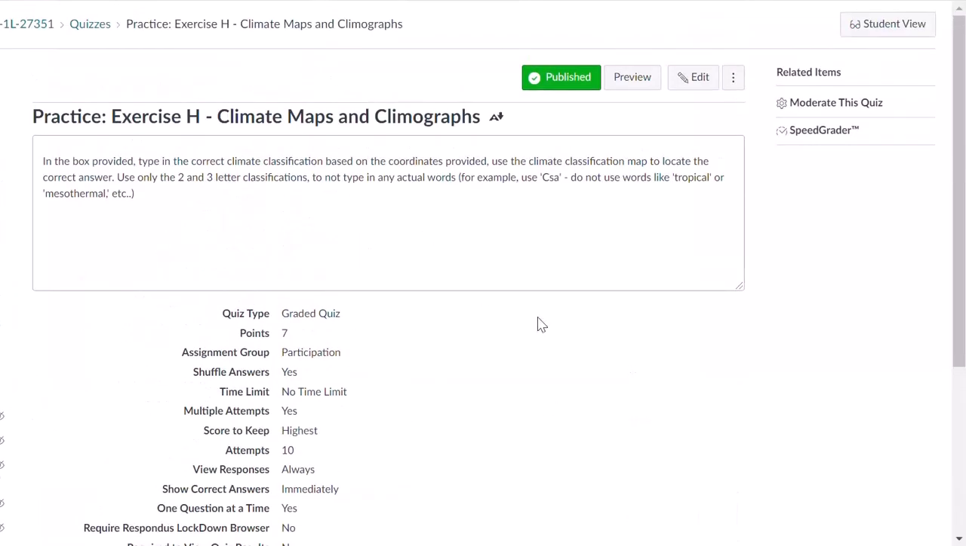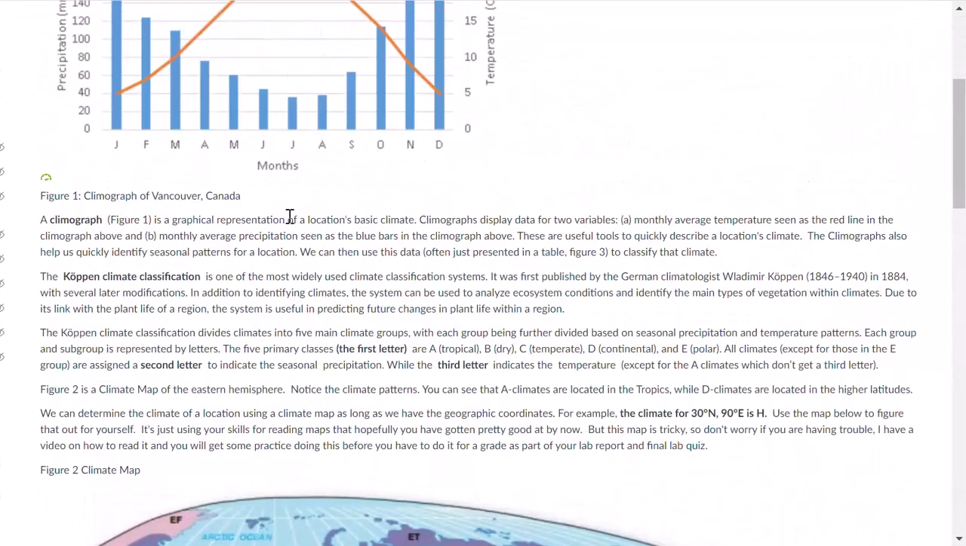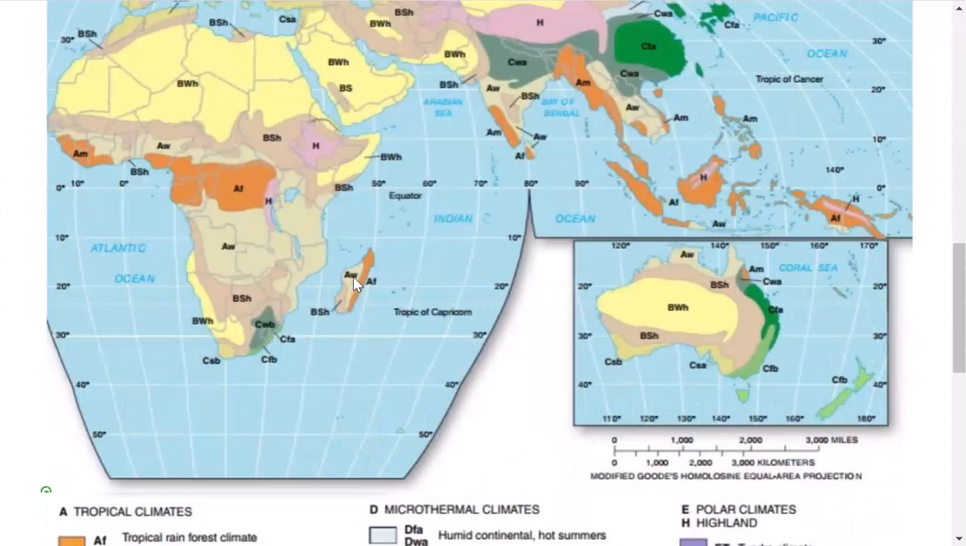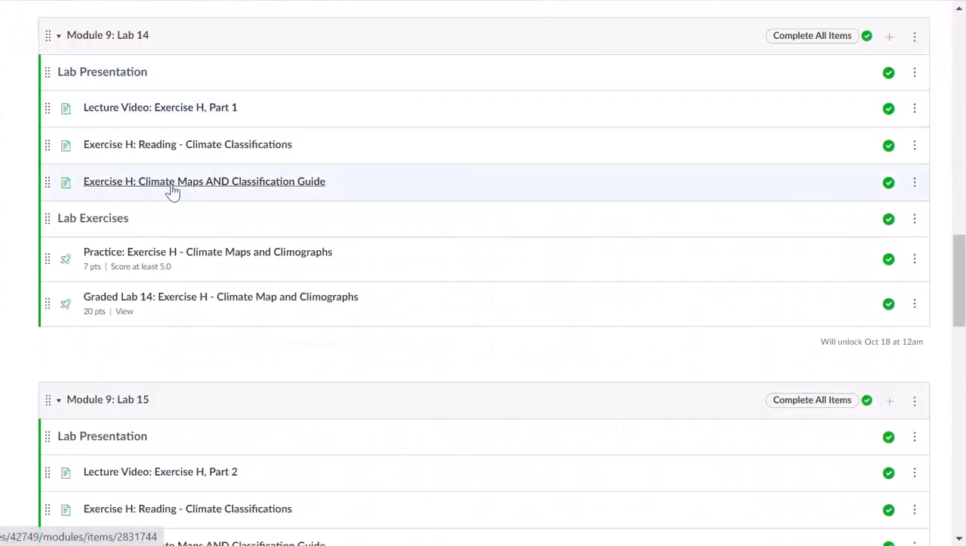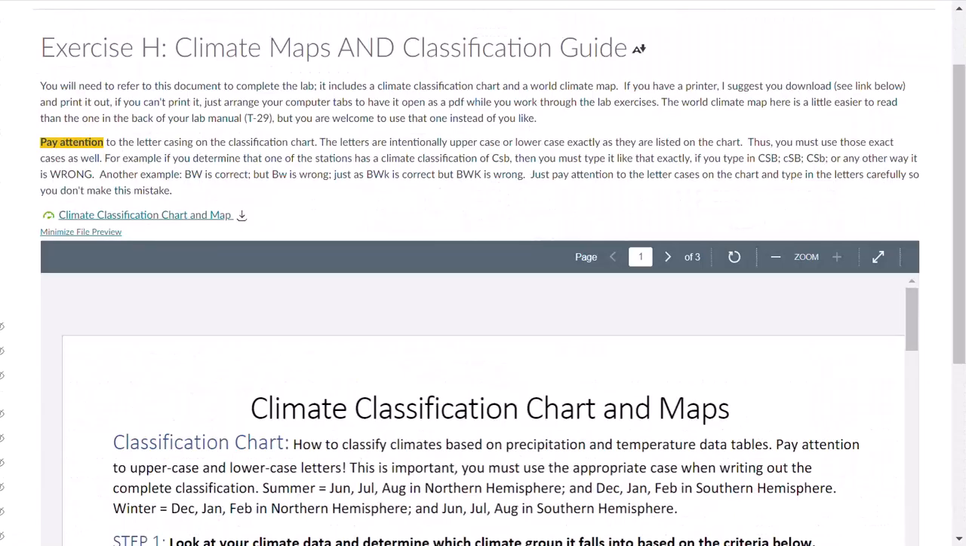And I want to make it clear that when you are identifying these locations, jumping all the way back to the modules, we've clicked on exercise H, the reading, the climate classifications. That is the page we just worked through. But in order to get the actual maps that are going to allow you to identify the classifications, that is going to be the next page. So when you come down to the bottom, as always, you're going to want to hit next, which brings us to this next page.